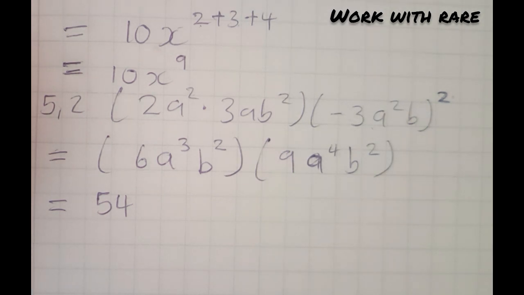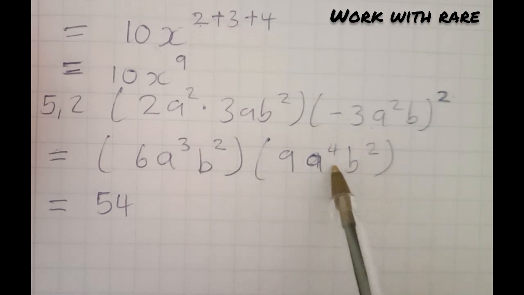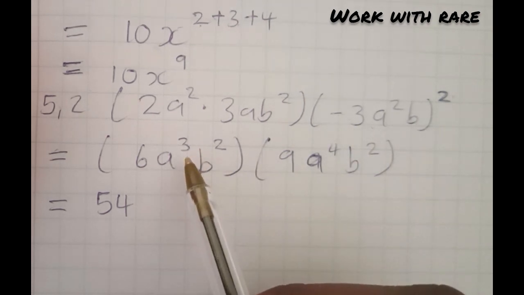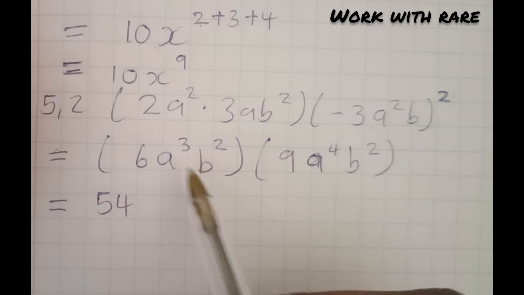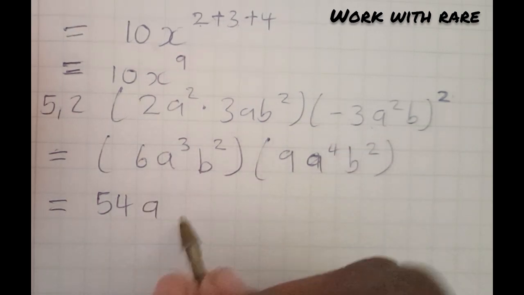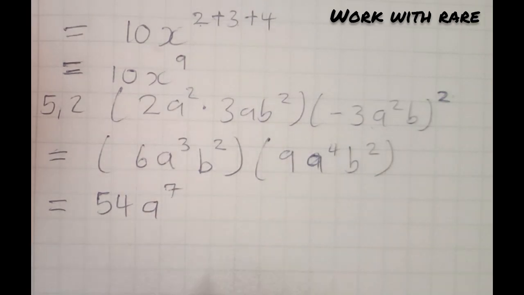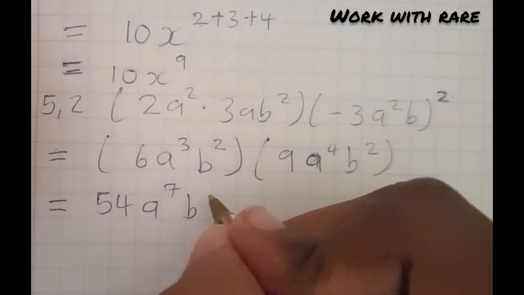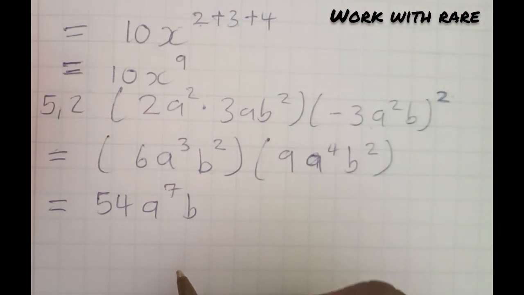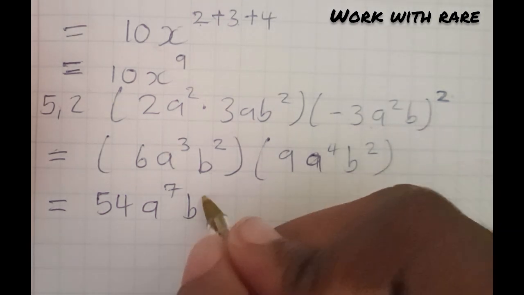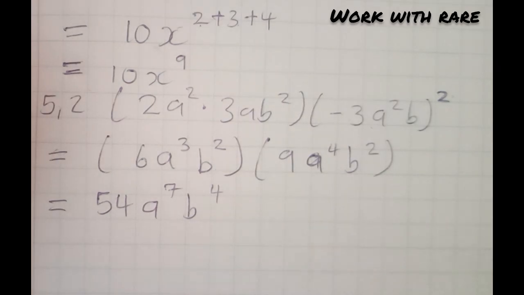We will add the exponents. Here we have 3, here we have 2. So our a will be 3 plus 4, which is 7. And for b we have the exponent 2 and the exponent 2, which means our b will be to the exponent 4. So this is our final answer.